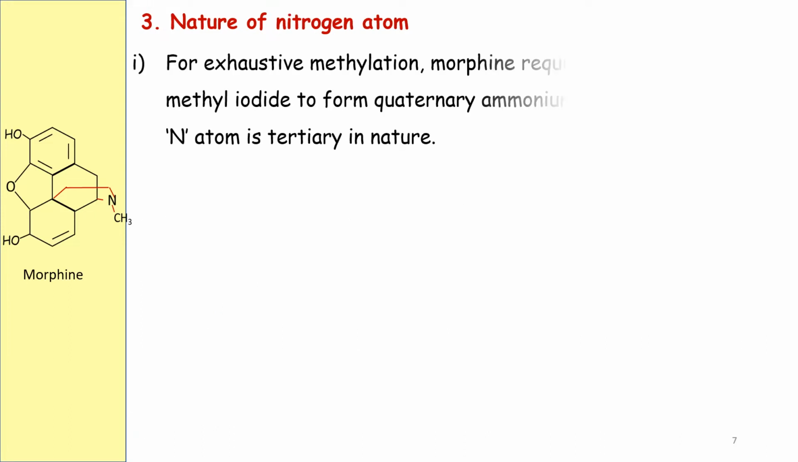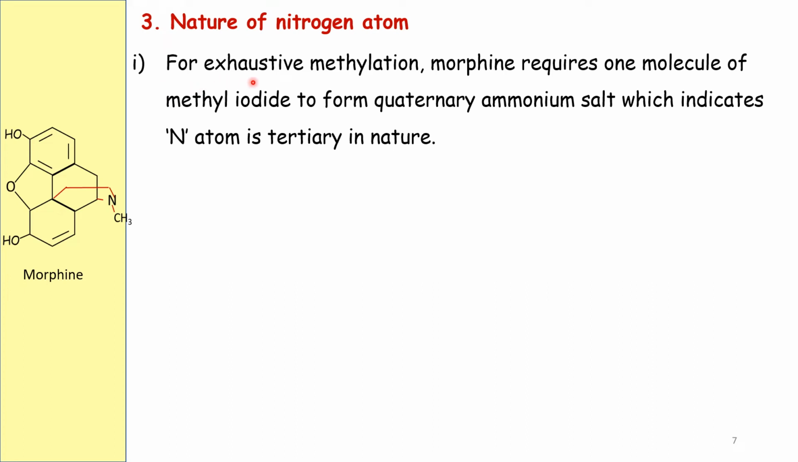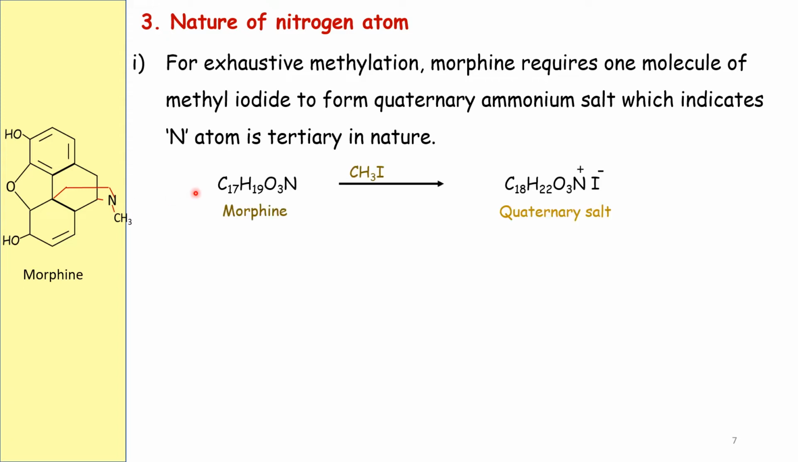Then nature of the nitrogen atom. Upon exhaustive methylation, morphine requires one molecule of methyl iodide to form a quaternary ammonium salt, which indicates the nitrogen atom is tertiary in nature. This is the nitrogen atom and it requires only one molecule of methyl iodide to form the quaternary salt. Thus, this nitrogen atom is tertiary in nature. This is the reaction. Morphine requires one molecule of methyl iodide to form a quaternary salt.